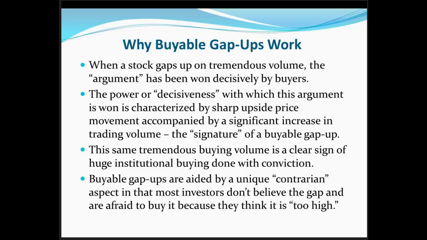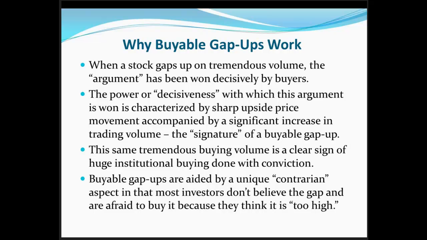Now, I think the fourth reason why Buyable Gap Ups work, and probably the most interesting, and I think it's valid, is that Buyable Gap Ups are aided by what you might consider a unique contrarian aspect, in that most investors don't believe the gap and are afraid to buy it because they think it is too high. So the crowd doesn't want to buy this, and that's why it works, because the market tends to fool the crowd most of the time.